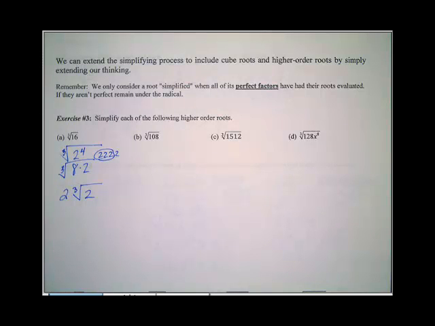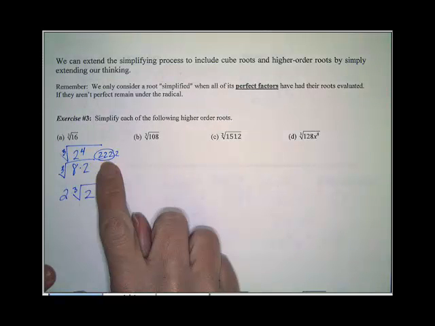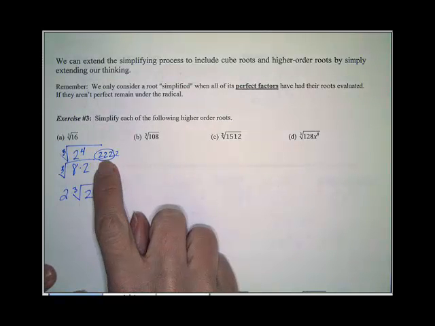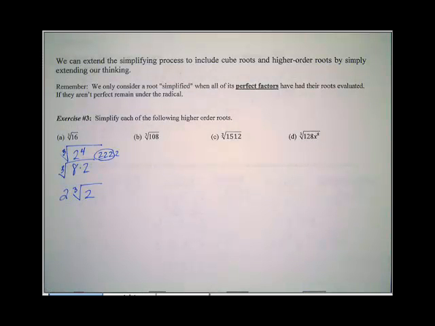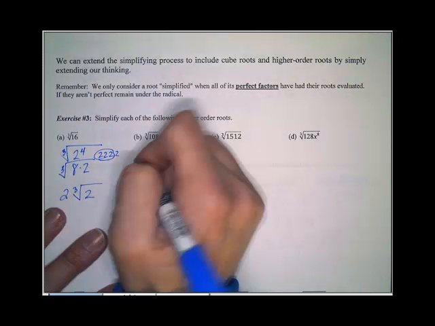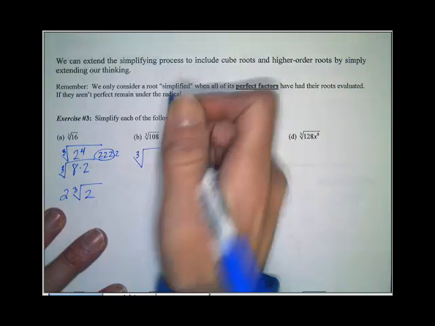So remember, there's 4 2's in here. I took out a group of 3. That's how I got that 2, and that stays inside. So 108 is cube root of 2 to the 2nd times 3 to the 3rd.